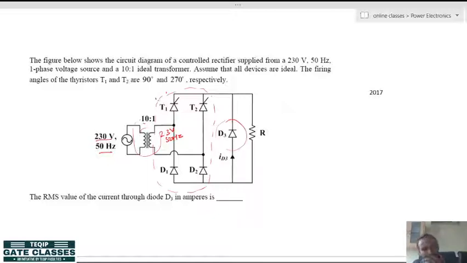Although it is not required, you can put it in order to save the thyristor T1 from working in a negative cycle also, or working forcefully T1 and T2. Alright, in order to save that.